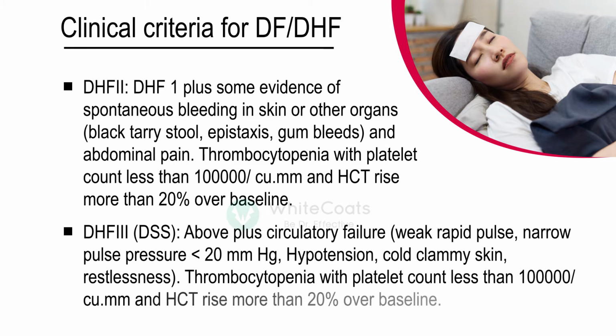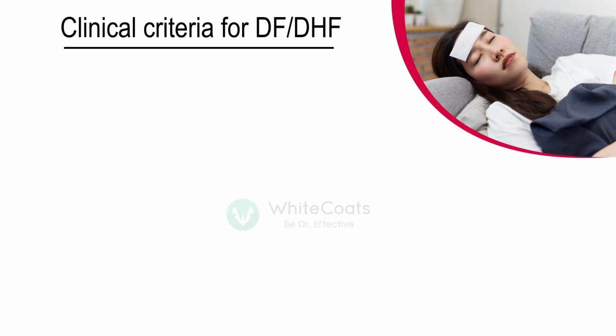Dengue hemorrhagic fever 3 is characterized by DHF2 plus circulatory failure, manifesting as weak rapid pulse, narrow pulse pressure less than 20 mm Hg, hypotension, cold clammy skin, restlessness. Thrombocytopenia with platelet count less than 100,000 per cubic millimeter and hematocrit rise more than 20% over baseline.